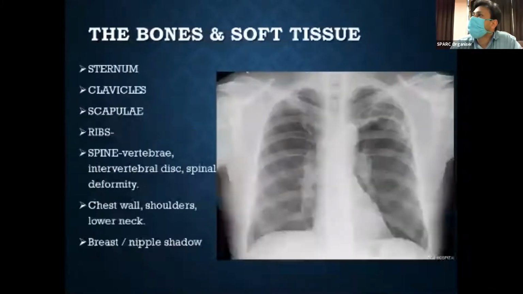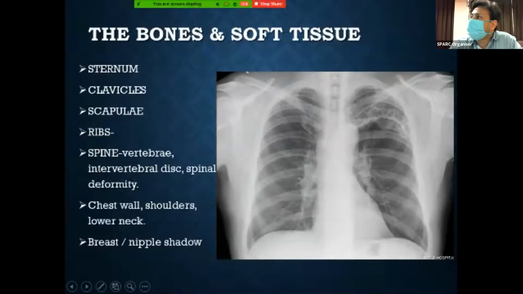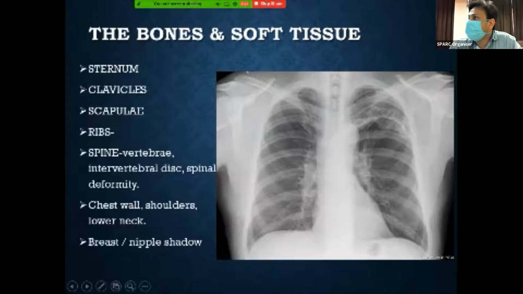Now, after seeing all these things inside the bony cage, we also pay attention to outside the bony cage. And what we have outside are the ribs, the clavicles, the scapula, and the soft tissue, that is the chest wall and breast shadows. So we also pay attention to these things.